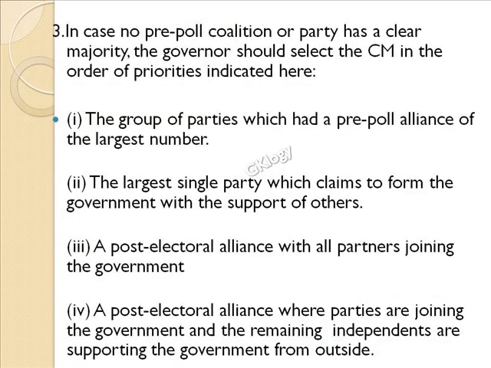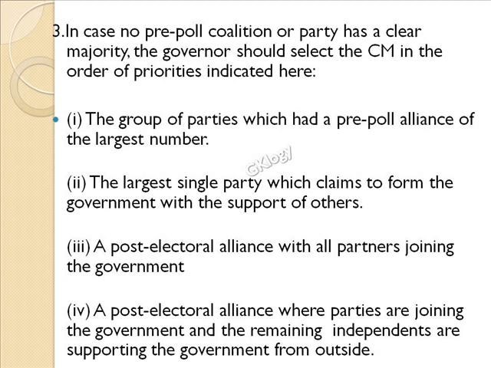Now let us understand what steps a governor has to follow when no single political party or pre-poll coalition is able to get a clear-cut majority. That is, when they are not able to reach the target of 50% plus one seat of the elected members of the House. So in that case, how is the Chief Minister of the state to be appointed? The first preference has to be given to the pre-poll coalition or alliance, that is, the group of parties which has secured the largest number of seats.